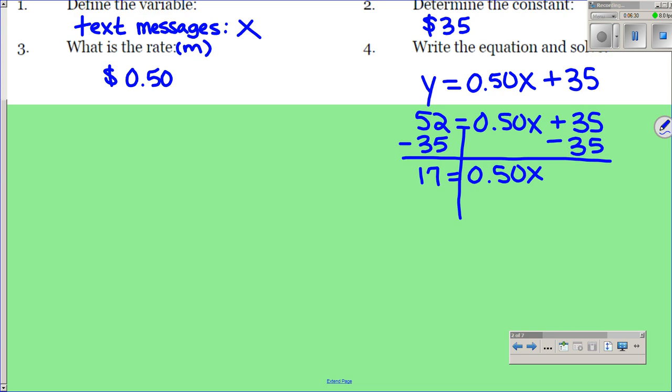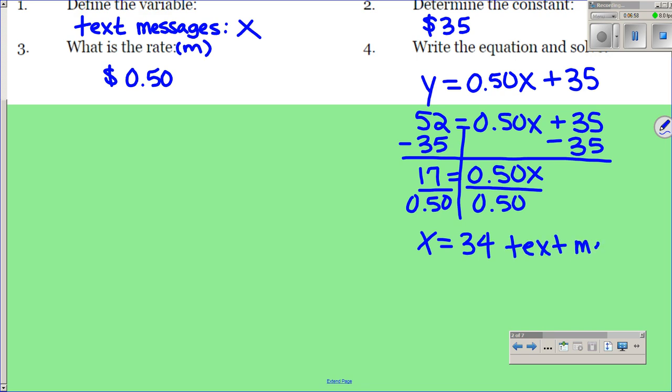And now to find out how many text messages Juan sent, we're going to divide the $17 by 50 cents. And you should get X equals 34. Now we always want to label the answer so we know what this 34 represents. So that's 34 text messages.